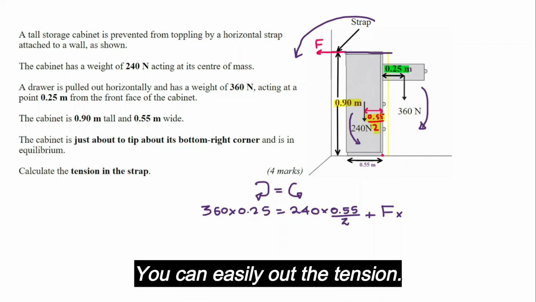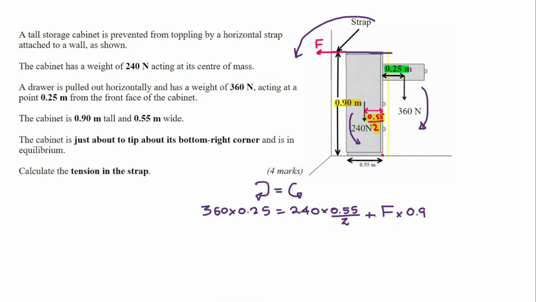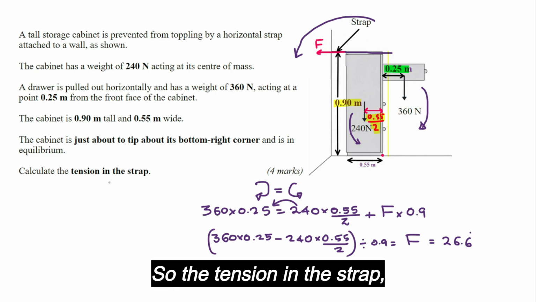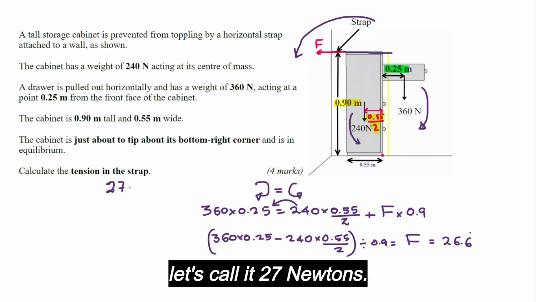Now the rest is simple maths. You can easily work out the tension. Let's do that. So the force here is 26.6 recurring. So the tension in the strap, let's call it 27 newtons.